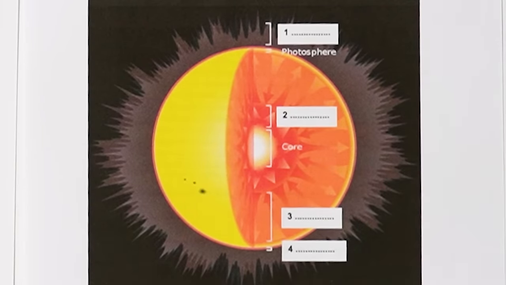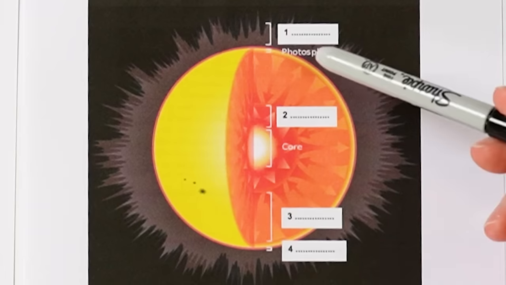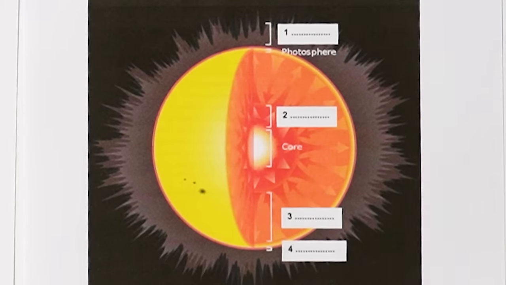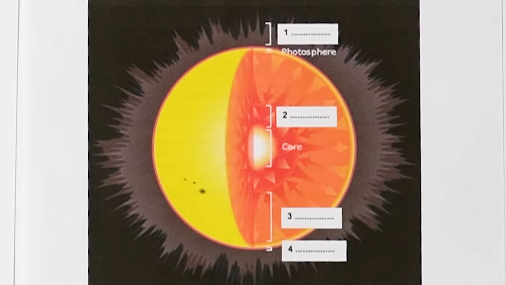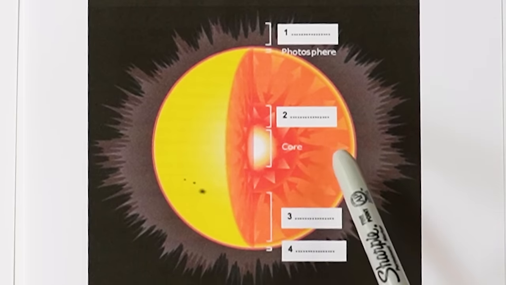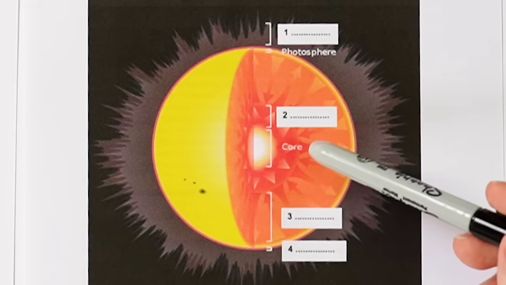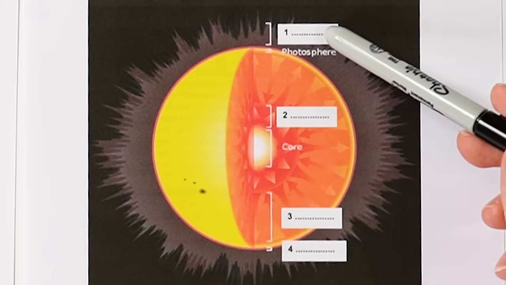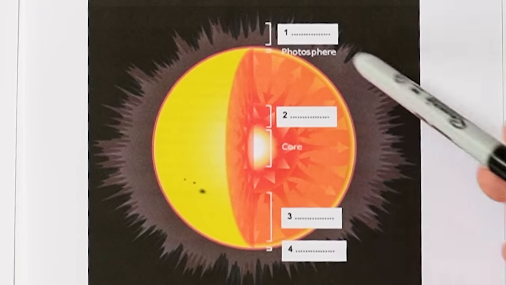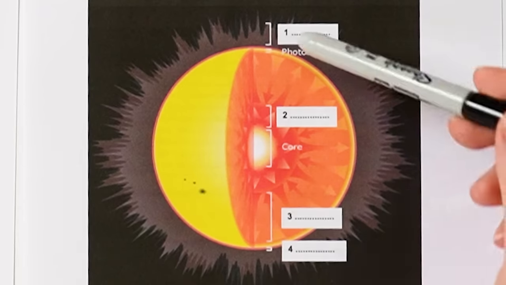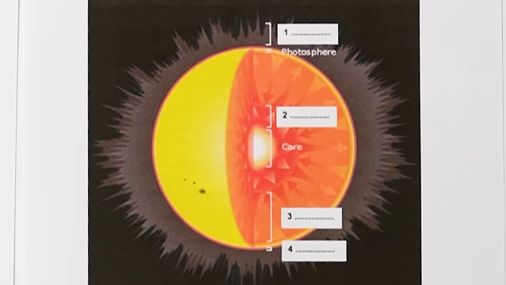Also, number two is probably going to be next to the core, and number three is going to be below number one here. Also, I noticed that the core is already labeled, so we don't need to worry about that. But what I would be thinking when I'm doing this is they're going to say next to the core or after the core or something like that. Number one is probably not going to be the actual structure of the sun, if that's correct, but this kind of thing coming off the sun.